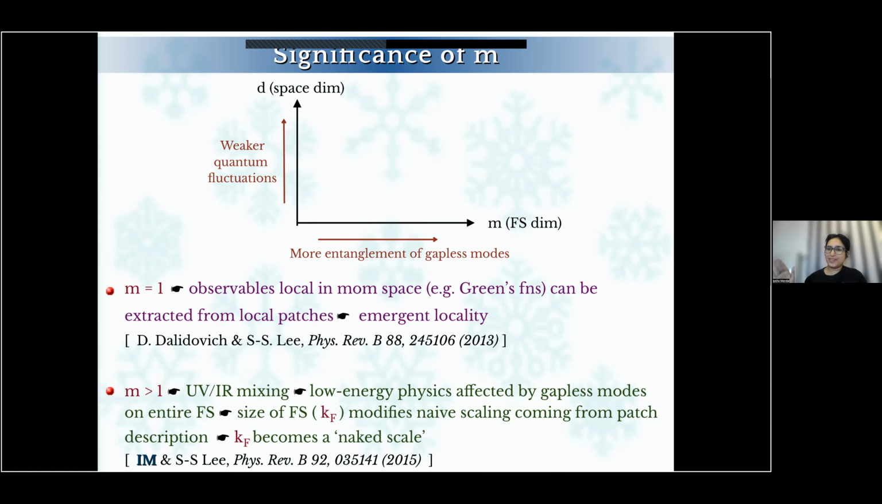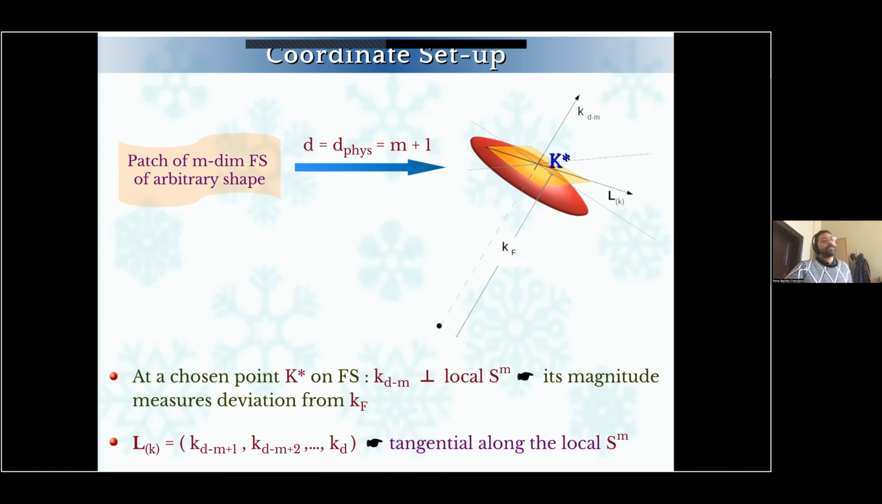You should not confuse the locality in momentum space with the locality in position space. The theory is absolutely local in position space. But here I'm talking about the entanglement of the gapless modes, which appears in momentum space when you are taking m greater than 1. Okay, thanks.